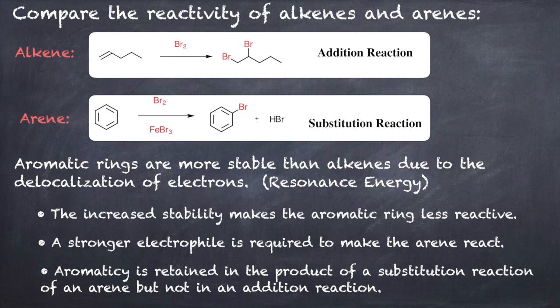The reason for substitution versus addition is that when we have a substitution, the product retains aromaticity. If we did an addition reaction, this pi bond would be gone and the ring would no longer be aromatic and the product would be less stable.